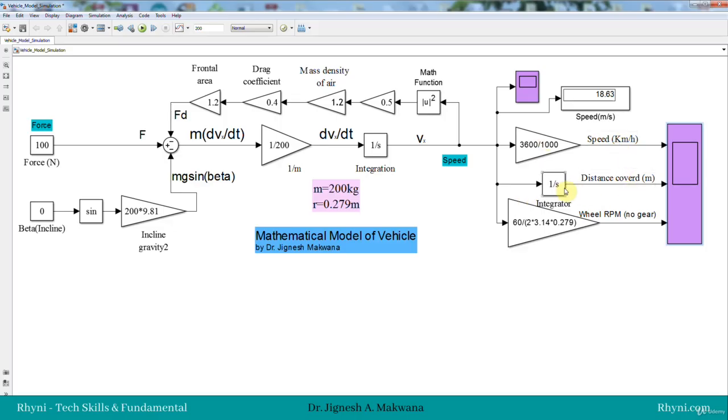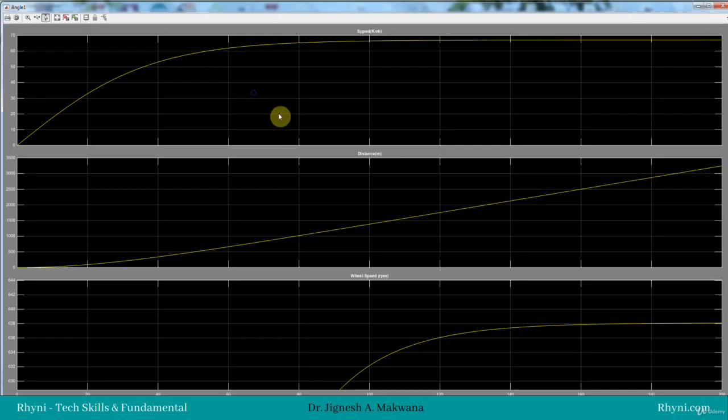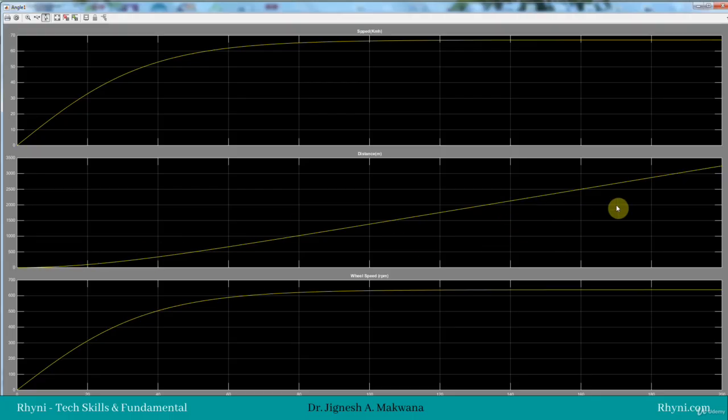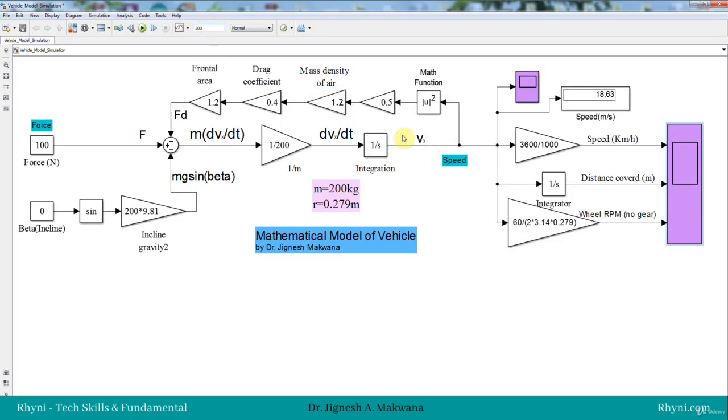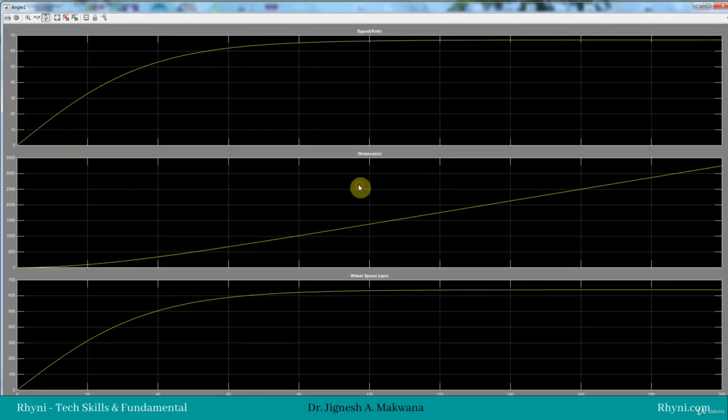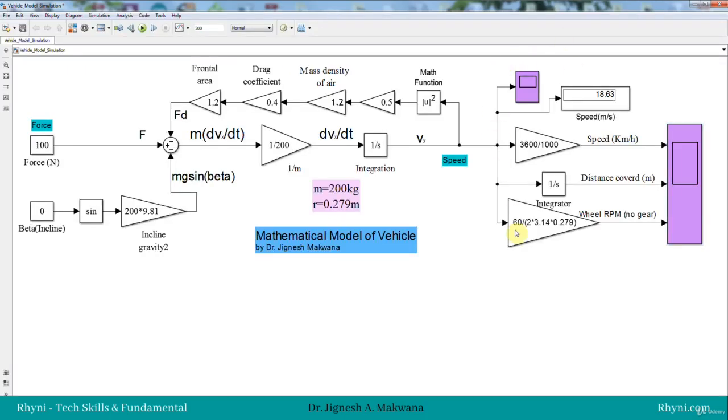So we will also have the distance covered, because this is the velocity, this is dx by dt. If you want to know how much distance is traveled at the end of this time, we can also see the distance traveled is around 3000, in between 3000 to 3500 meter. That means 3 to 3.5 kilometer in 200 seconds. So this is all the output we will have for this input, and this is called the system level model of the vehicle.